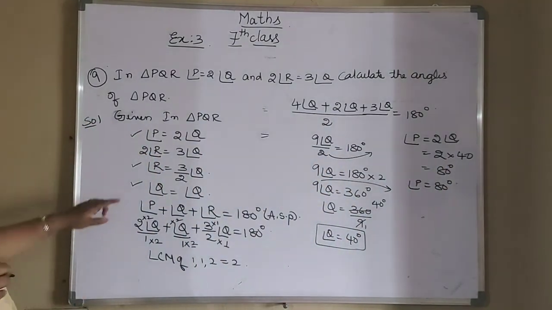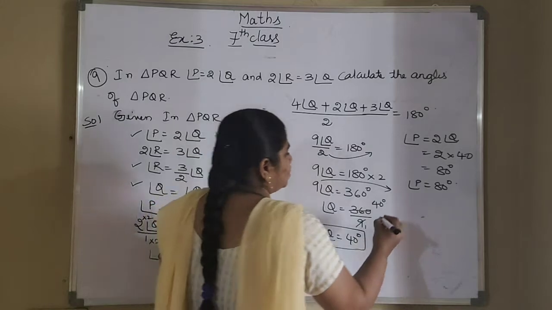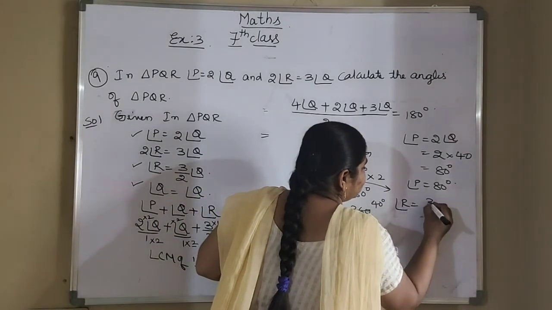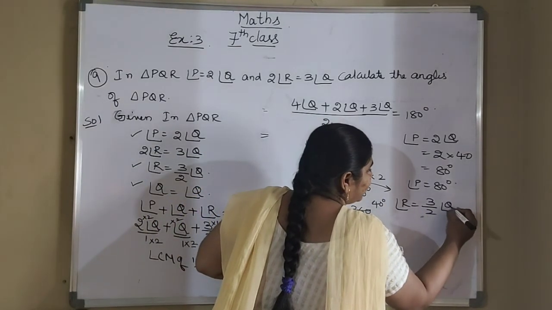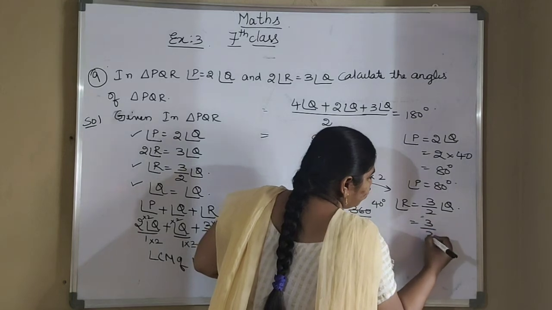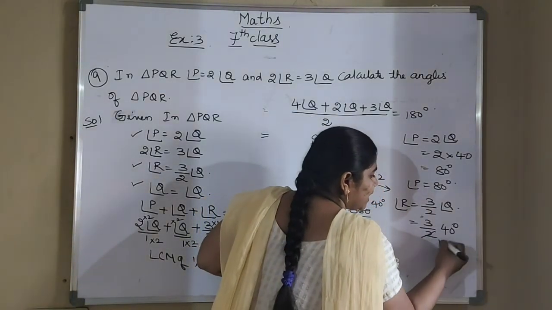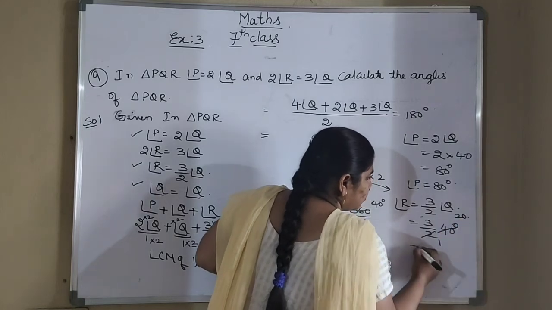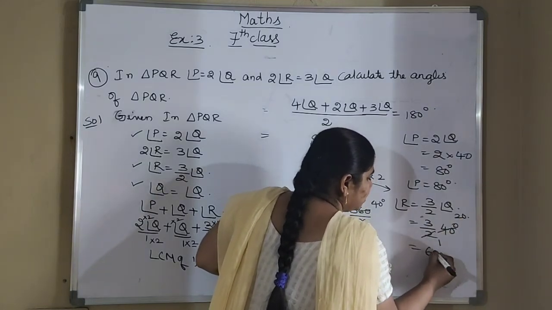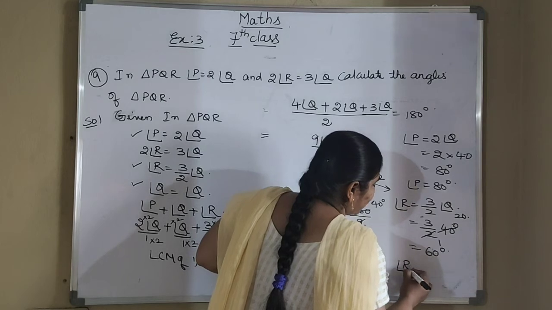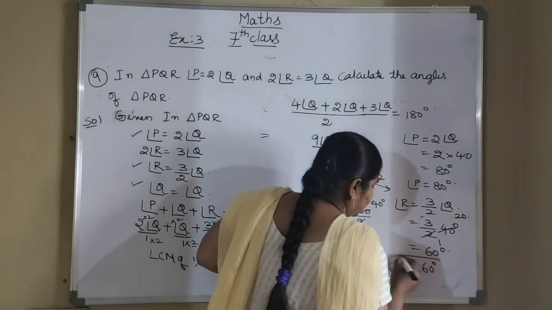Now what do we want? Angle R value we want. So angle R they have given as 3 by 2 angle Q. So 3 by 2 into angle Q value, which is 40. 2 ones are 2, 2 twenties are 40. So 2 threes are 6, that is 60 degrees. So angle R value you got as 60 degrees.